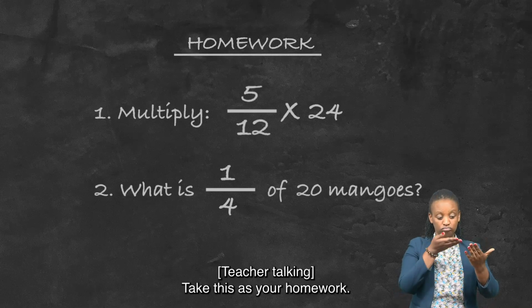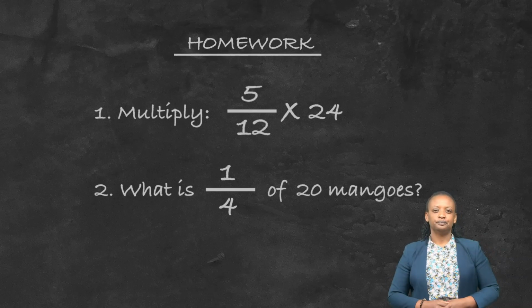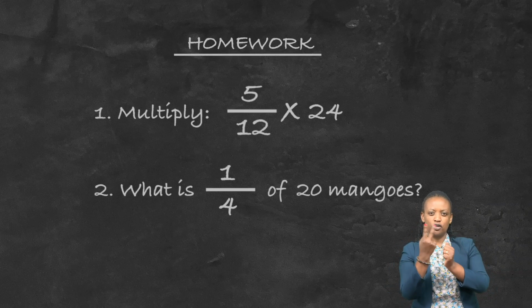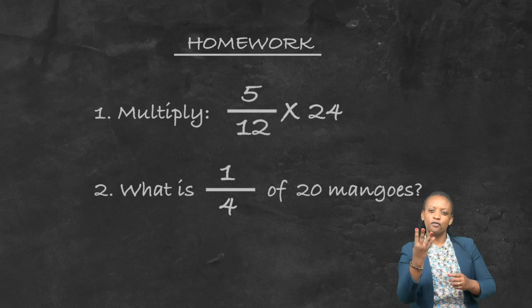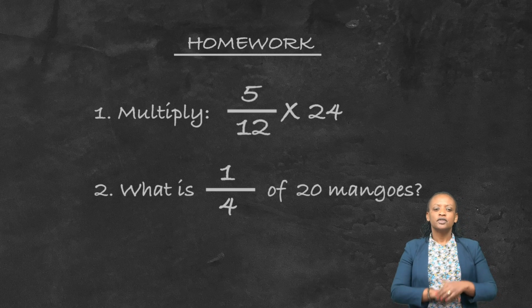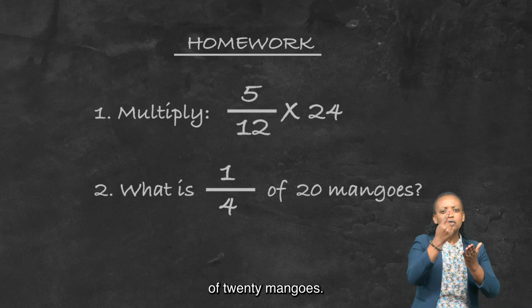Take this as your homework. Multiply 5/12 times 24. Then the second one is: what is a quarter of 20 mangoes?